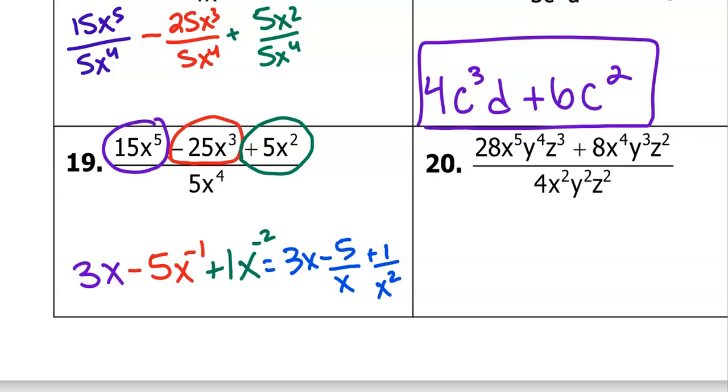So my purple turned into just 3x. That red piece in the middle, 5 stays on top, but we got x to the negative 1 power, so x went under the 5. Does that help? 5 over 5 is 1. x^2 over x^4 is an x to the negative 2, so that green x squared had to go under that last piece. We good? That was a good one.